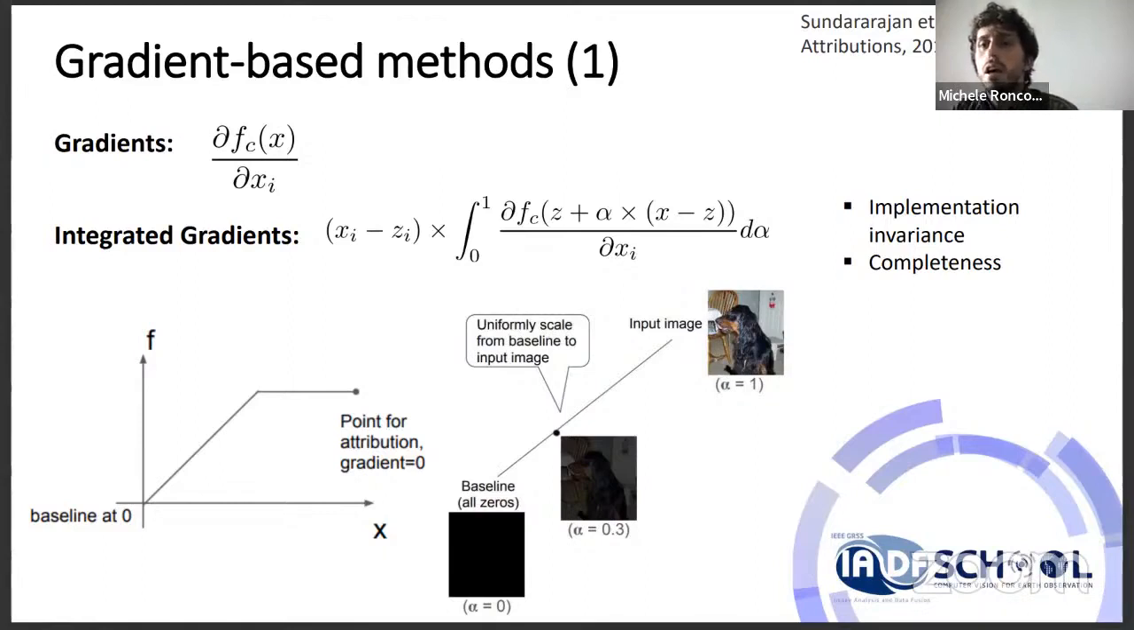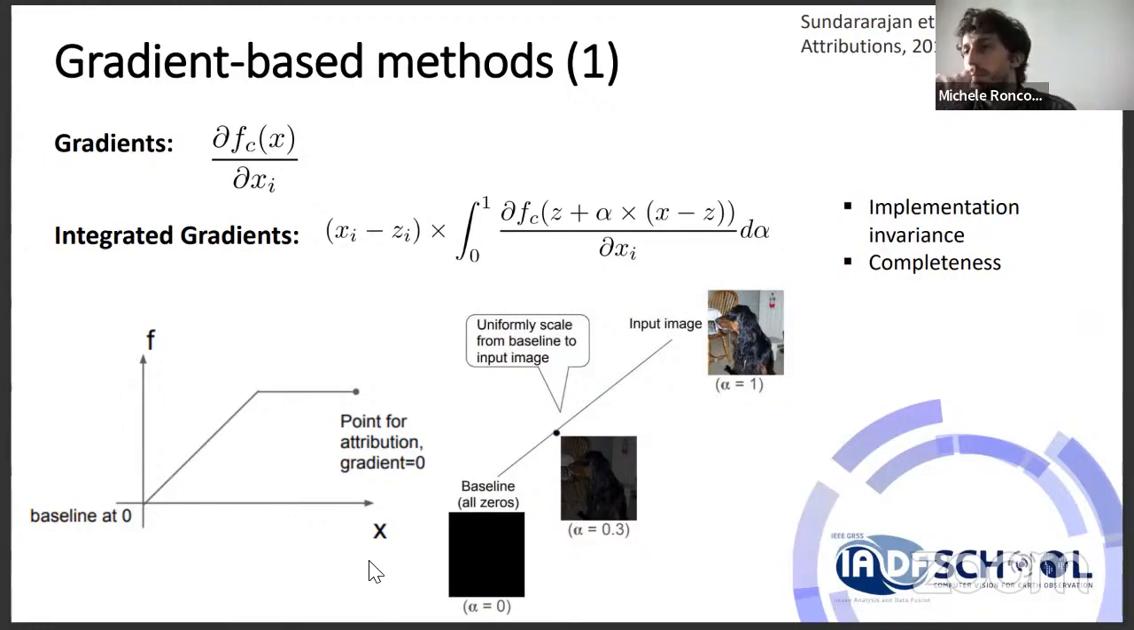Here is the formula. Let me introduce it. So, why did the authors of this paper, Axiomatic Attribution, propose this method of integrated gradients? Imagine, as we have here in this picture at the bottom left, we have our function f depending on x. This is very simplified, just one-dimensional. And then imagine that it's given by this sort of, well, it's not really a ReLU, but there is this linear part, and then it reaches a plateau. It's almost flat. It's actually flat in this plot.